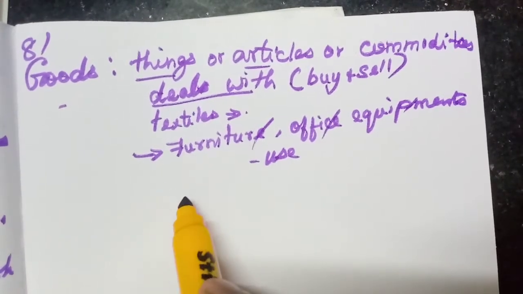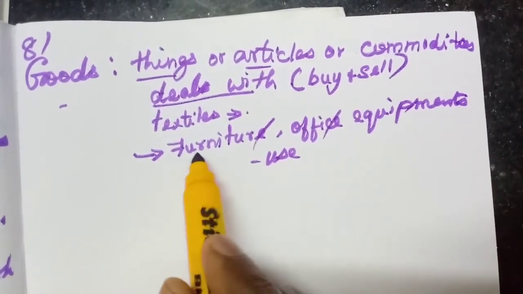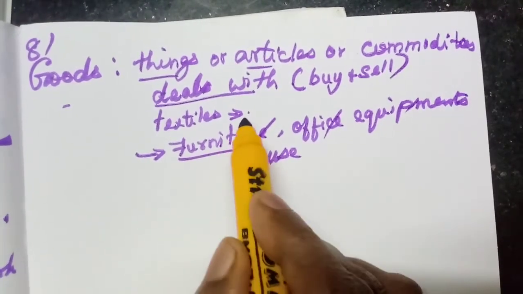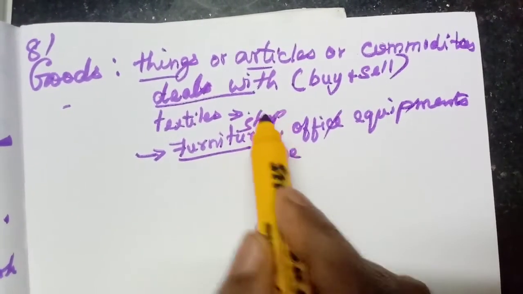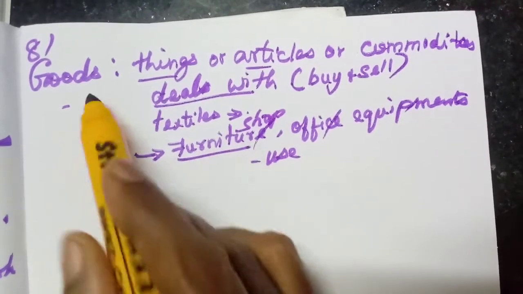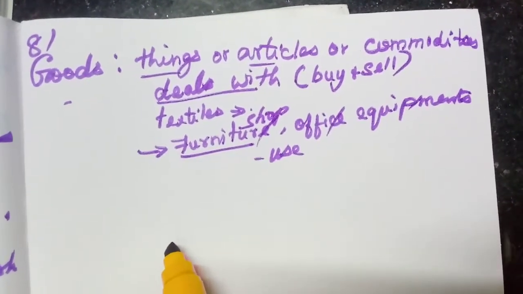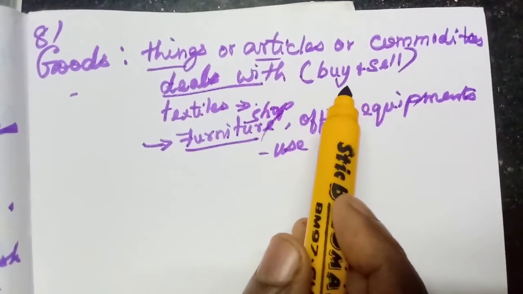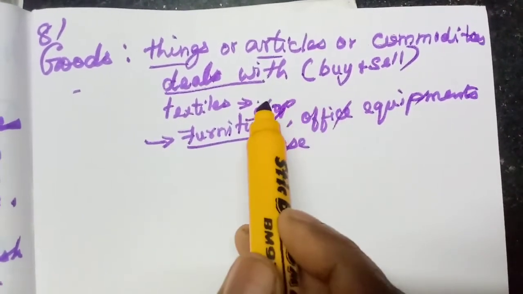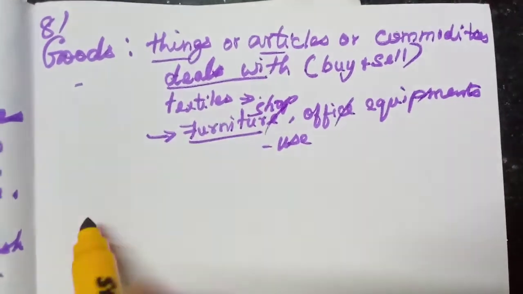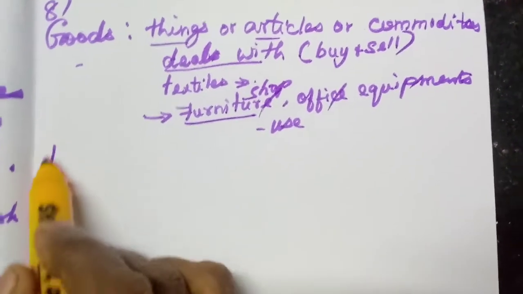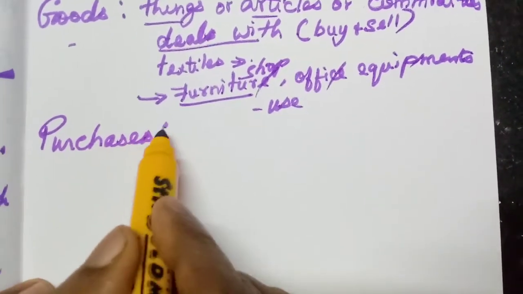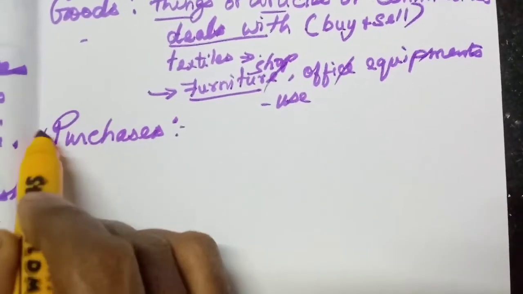Here, a furniture shop, what will they do? If it is a furniture shop, they may purchase furniture and sell it. It is goods. Understood? So, all the things or articles or commodities that they are dealing in a business are called goods. Then the next one, purchases. It's also a little related to goods. Okay, the ninth one.